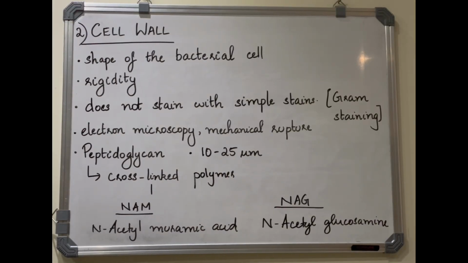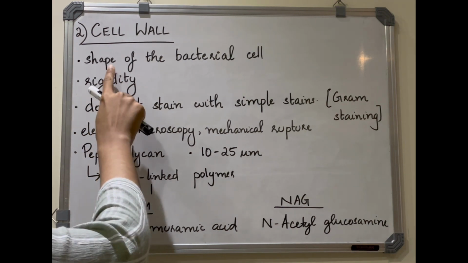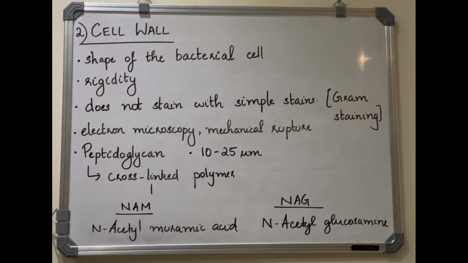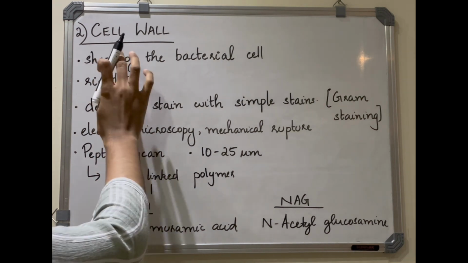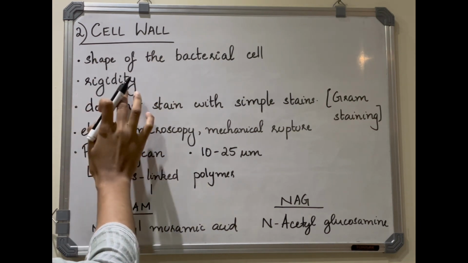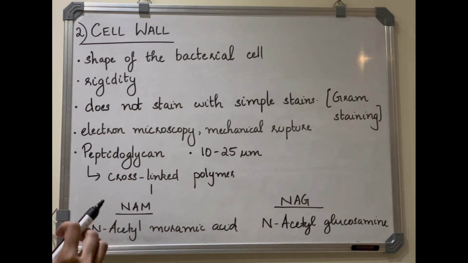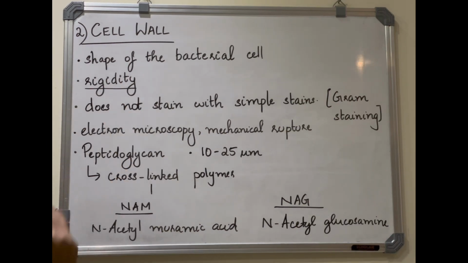Cell wall. The cell wall is what provides shape to the bacterial cell. And the cell wall also makes the cell rigid. That means the cell does not change its shape.